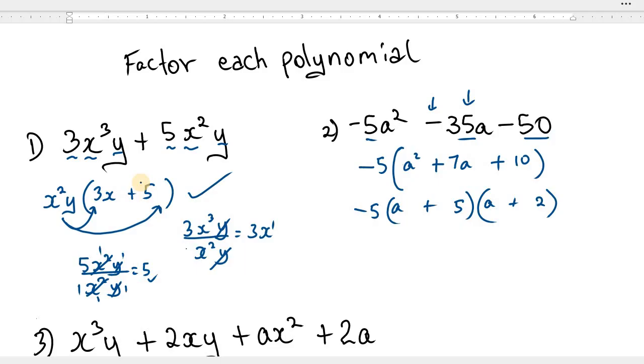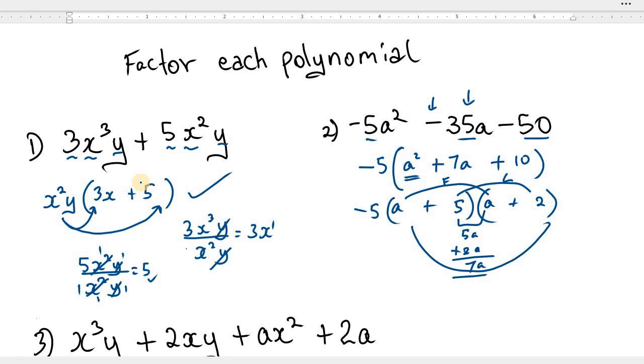So I know a times a gives me a squared. 5 times 2 gives me 10. So that's the first, to give me the first term here. The last 2, right? Let's call that the last. The last 2, 5 times 2 gives us 10. And the inner and outer should give me 7a. So 5 times a is 5a. A times 2 gives me 2a. When we add them, we get 7a.